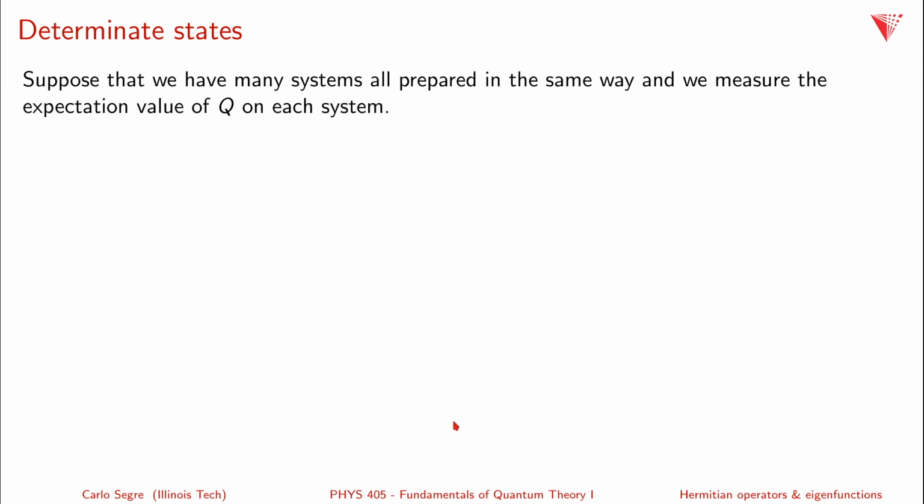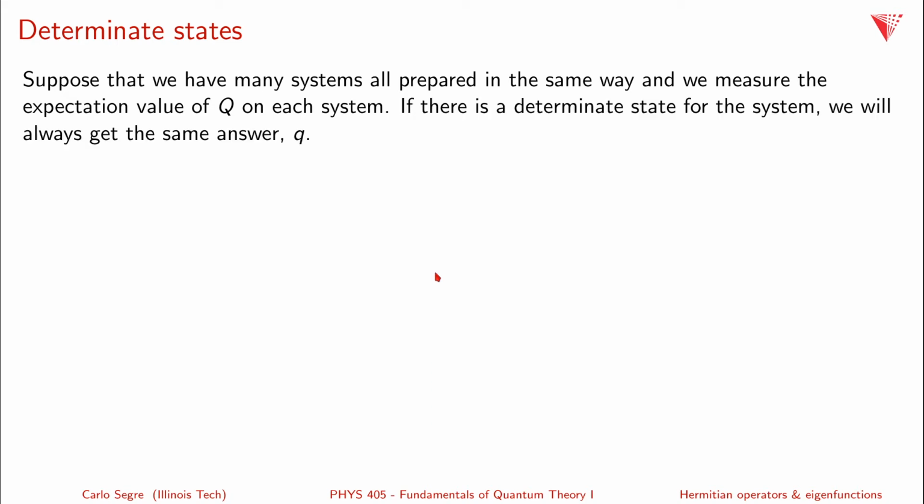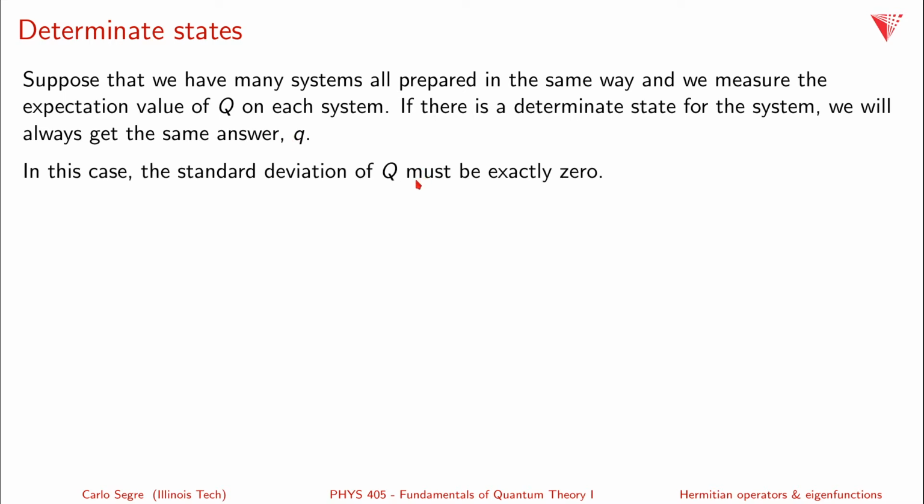So, suppose we have many systems all prepared in the same way, and we measure the expectation value of Q, which is an observable, on each system. If there's a determinate state for the system, we will always get the same answer, little q. That is, in that case, the standard deviation of q must be exactly 0. This is exactly the problem we have with the infinite square well.